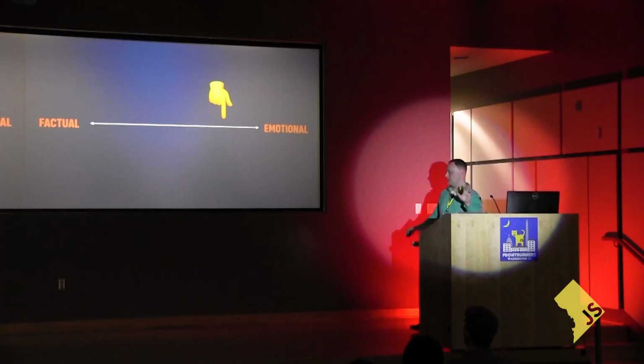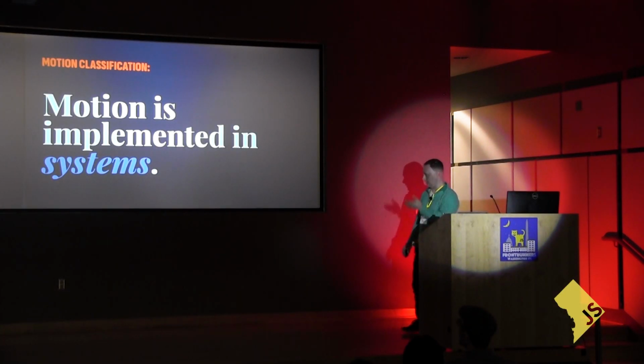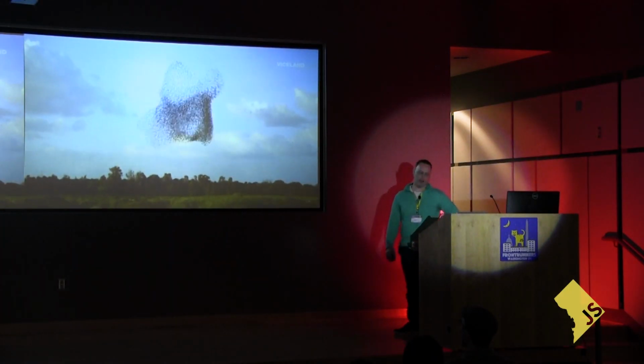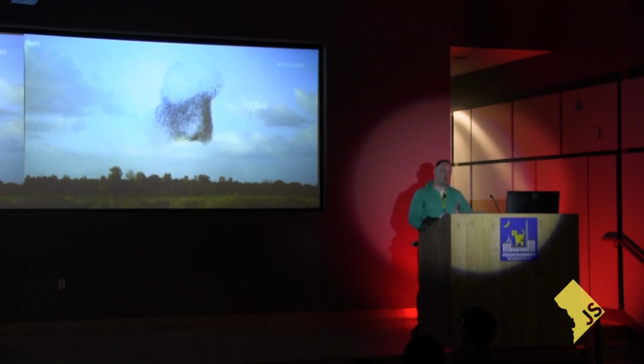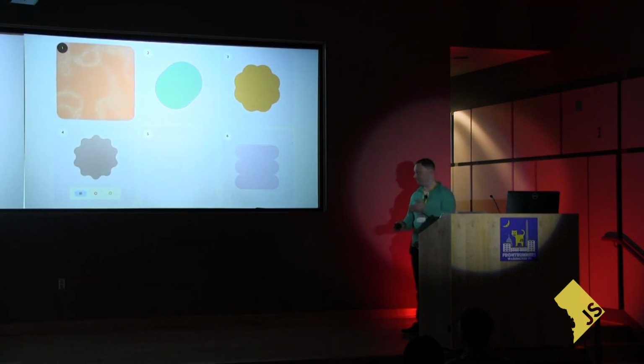But we're not at a point where we can classify emotion yet. We need more characteristics. So let's add another characteristic. Motion is implemented in systems. And kind of like a flock of birds, each individual bird is relatively insignificant, but if enough things start to follow the same rules, then they start to form something much larger than the individual interactions. And that's what I mean by systems, individual components following a shared set of rules.